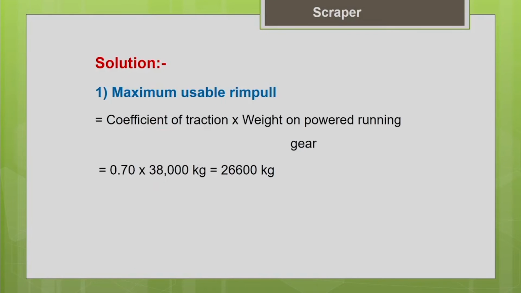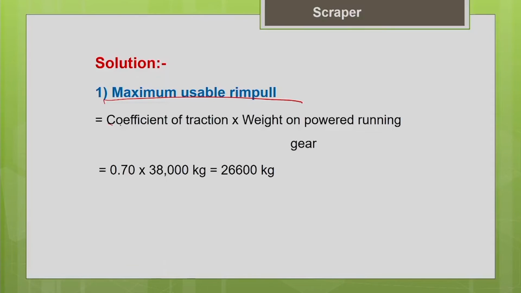So, first what we need to determine is the maximum usable rim pull. As we discussed earlier, the maximum usable rim pull for any machine depends upon the coefficient of traction between the wheel and the haul route, the wheel and the surface. Irrespective of whatever may be the horsepower capacity of the machine, the usable rim pull depends upon the coefficient of traction.